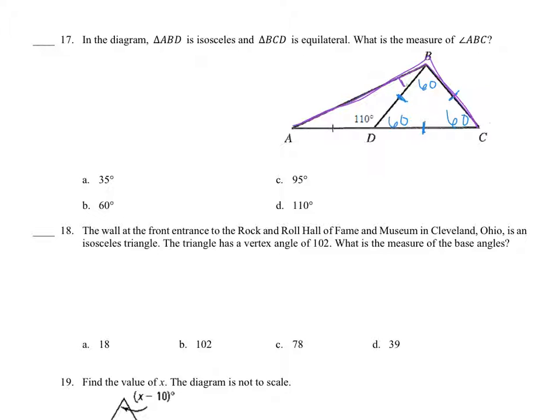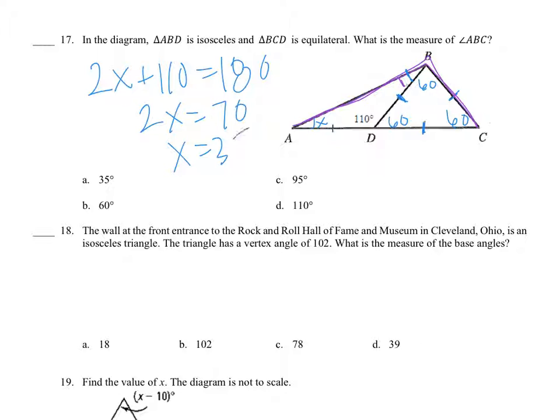And I also noticed about this one is that these two are congruent. So this angle, because these are my opposite sides, and this angle would be congruent. So this and this are the same. So I have 2x, because both of those I could label x, plus 110 is equal to 180. So subtract my 110, and I get 70. X would be equal to 35. So this angle right here is 35. But again, I'm looking for this whole angle, not just part of it. So 35 plus 60 would give me 95.